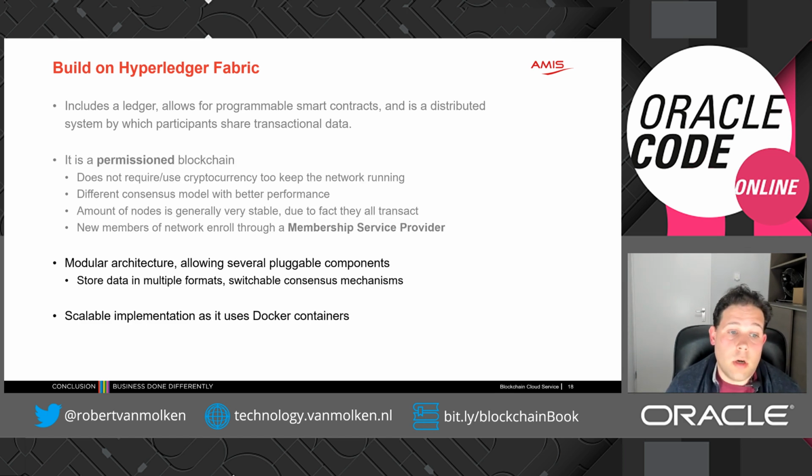Fabric uses a modular architecture, so it allows for several pluggable components. We can store data in multiple formats or different kinds of databases, and it has switchable consensus mechanisms. So maybe in the future we have better performing consensus methods or different ways, or maybe you want a stricter consensus method. Fabric allows for that. It's up to the platform provider to use those functionalities.